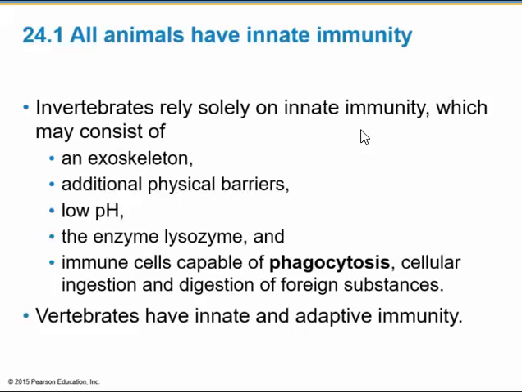And in these organisms, their innate immunity is based upon their exoskeleton and other physical barriers to penetration by pathogens. Inside the body, low acidic pHs contain an enzyme called lysozyme, which digests the cell walls of bacteria. And like us, they have immune cells, which are capable of cellular eating, phagocytosis, which eat foreign materials. Vertebrates have innate immunity, but also adaptive immunity.